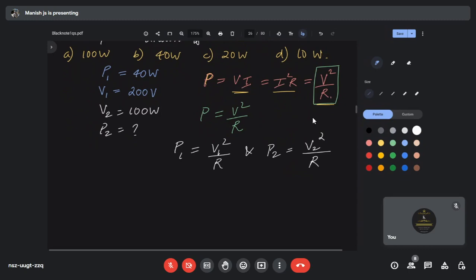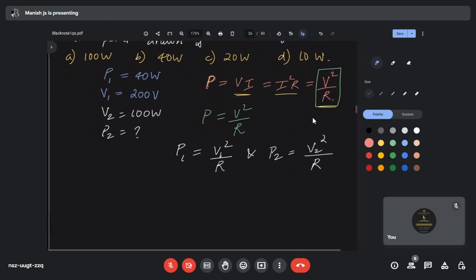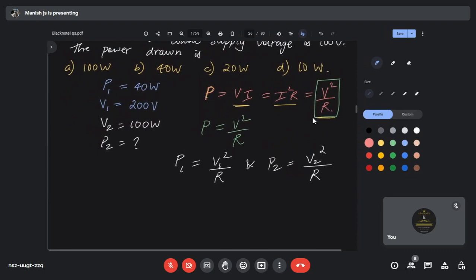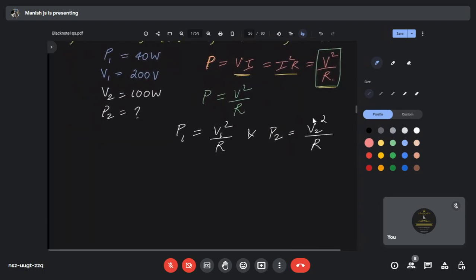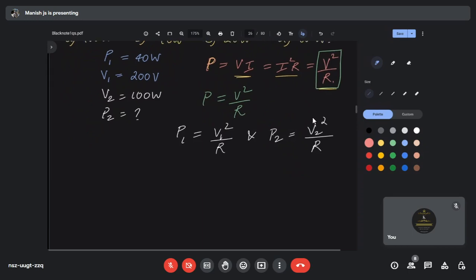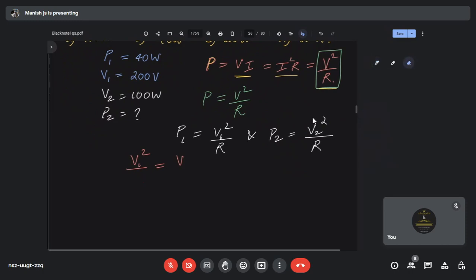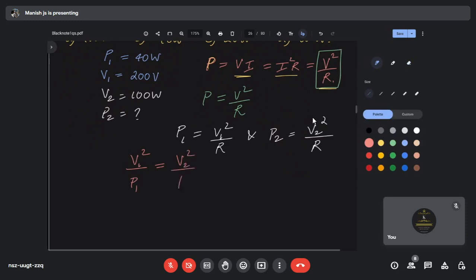I have not put R1 or R2 here. If you ask why: the resistance is fixed, the resistance does not change. So I'm using the same relationship. Now you can equate the resistance. If you equate the resistances on both sides, what do you think you will get? You will get V1 square by R, one second, V1 square upon P1, because resistance we are equating. So V1 square upon P1 is equal to V2 square upon P2.